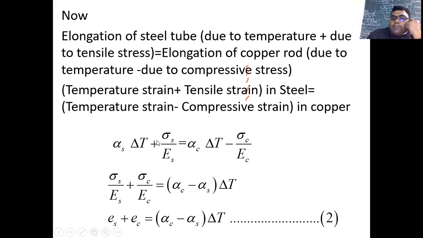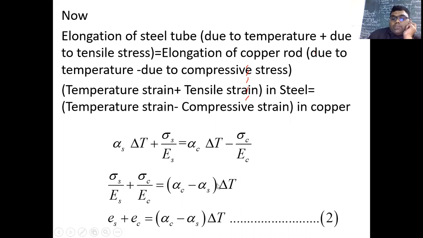So you know the temperature strain का formula: alpha s del t plus this is the normal tensile stress sigma s upon e. This you can find out the strain by this, and here alpha c del t minus sigma c upon e, and just solve it. Keep sigma terms on one side and alpha terms on one side.